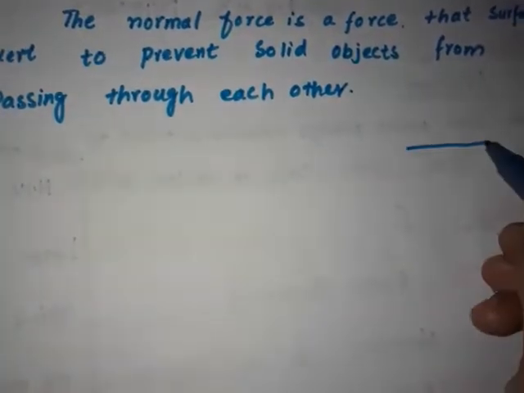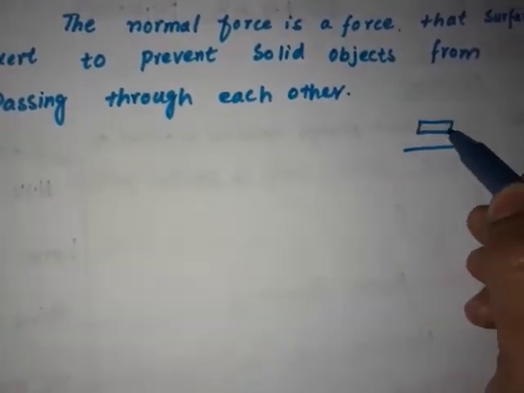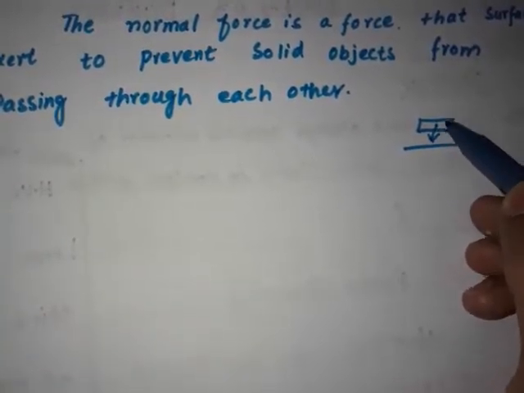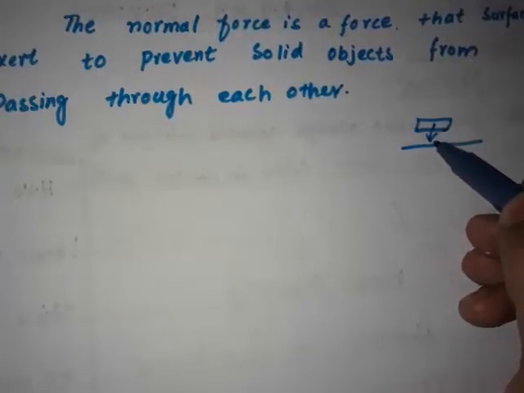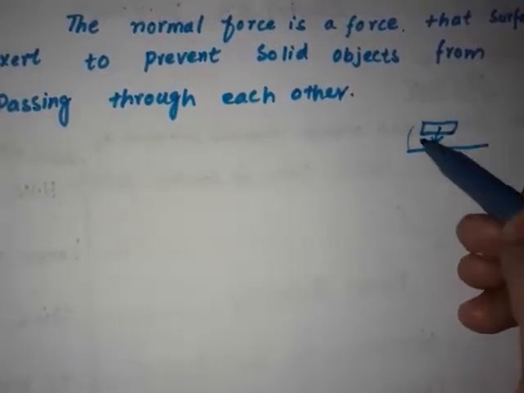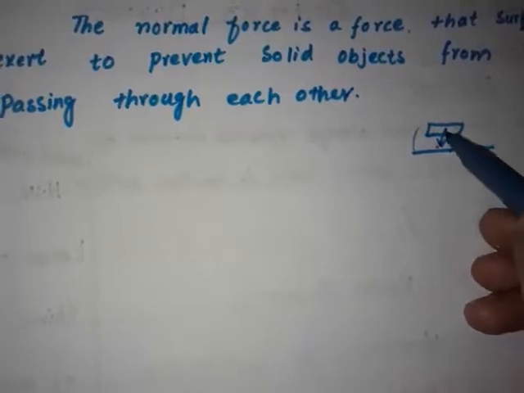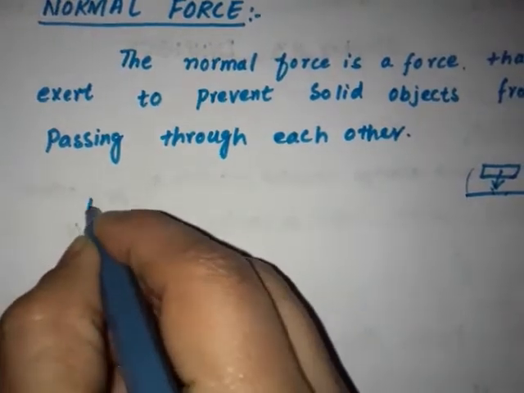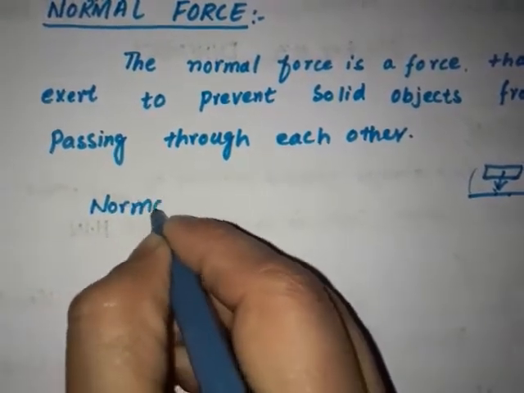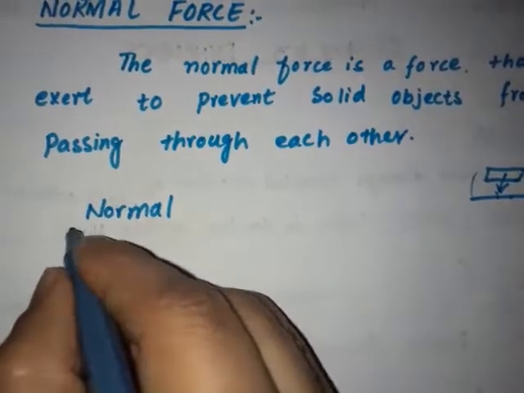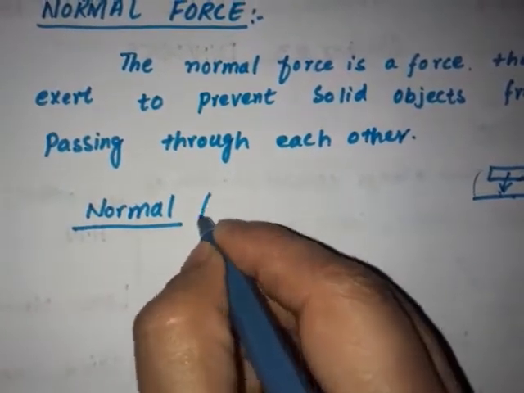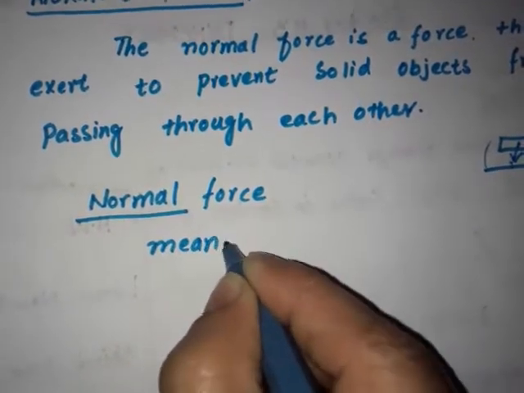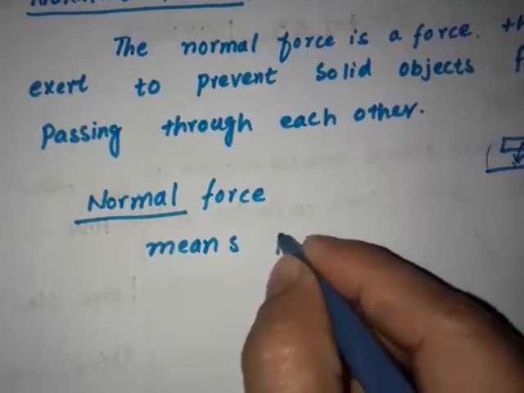This means that when there is a surface and an object is laid over it, these two objects would pass through one another if there were no normal force, but the normal force prevents these two objects from passing through one another. The normal force means perpendicular to the surface.